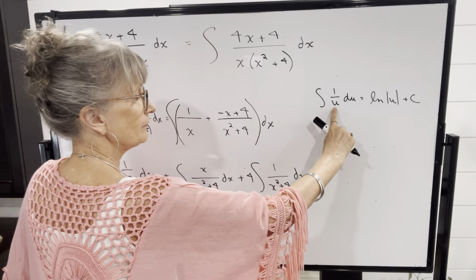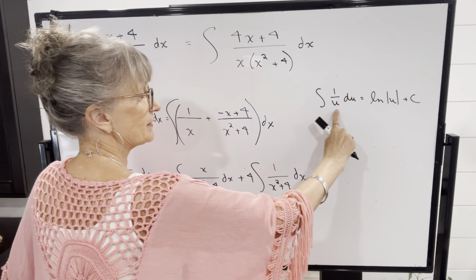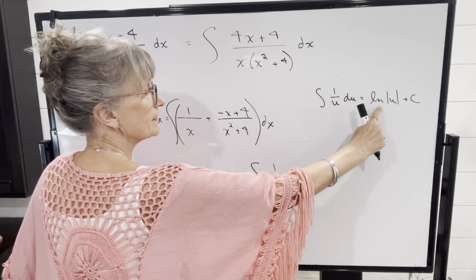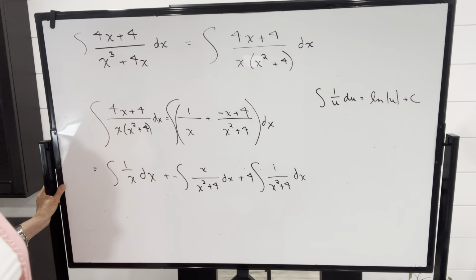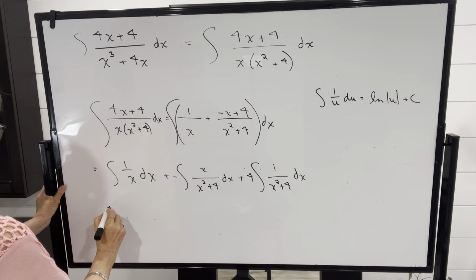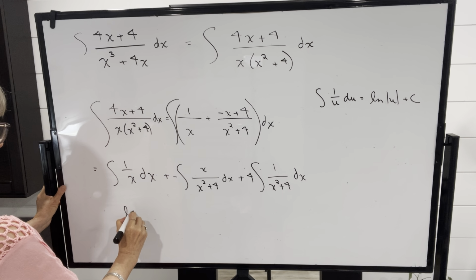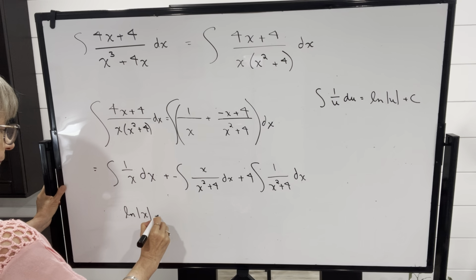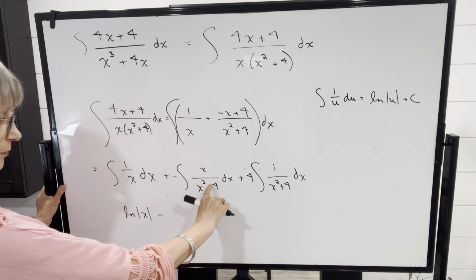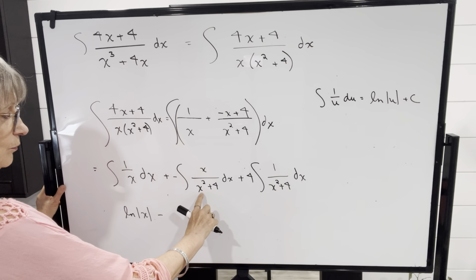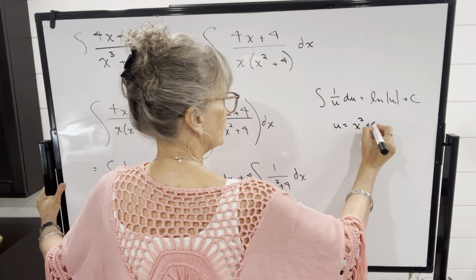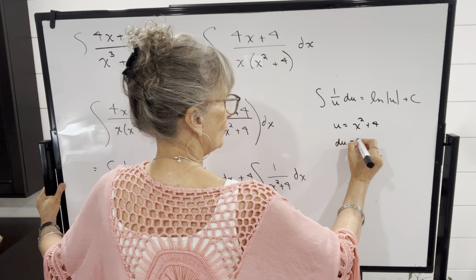So the first pattern of integration that we want to use is our basic log form, which says the integral of 1 over u du is the natural log of the absolute value of u. So if we take a look, that applies to this example. So this integral will be the natural log of the absolute value of x minus. Now let's take a look at this example. We can use the same pattern where u is x squared plus 4. Therefore, du will be 2x dx.